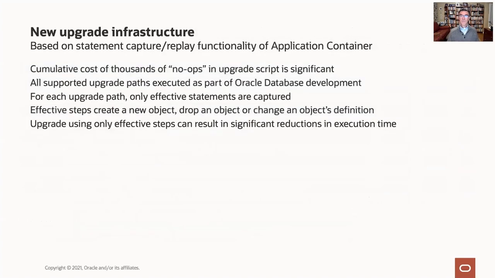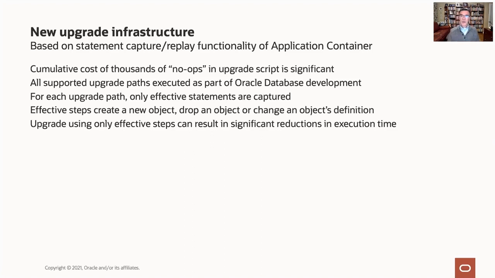So the new upgrade infrastructure, introduced with Oracle Database 21C, improves performance by eliminating no-ops from the upgrade path. Here's how it works. At a high level, we utilize the capture replay mechanism that we introduced in 12.2 for application container upgrades. This includes a repository of the various steps involved in the upgrade of an application.